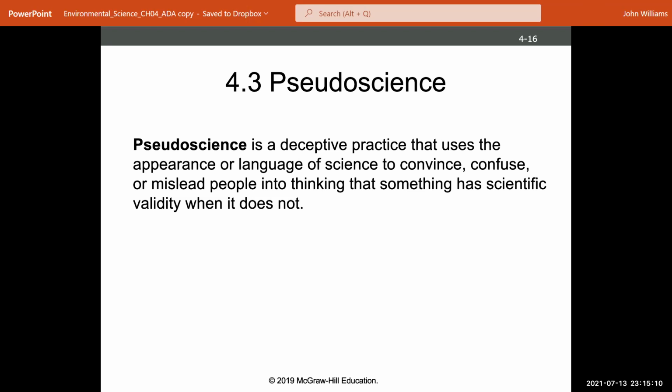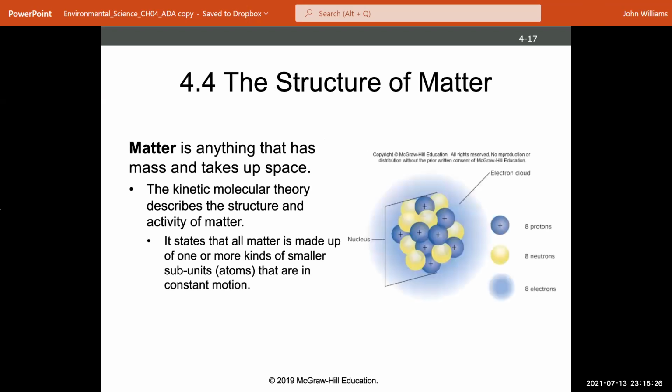So basically they're taking some results, wording them in a misleading way, misinterpreting them, and making the public believe that it's saying something that it really doesn't. Okay, so that's pseudoscience.